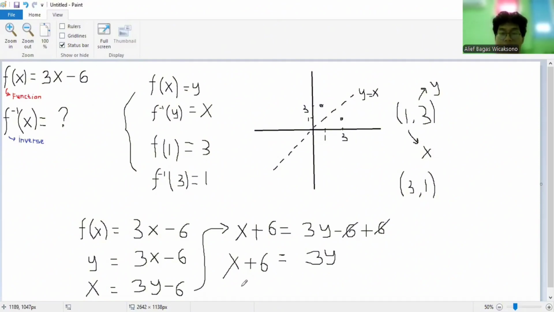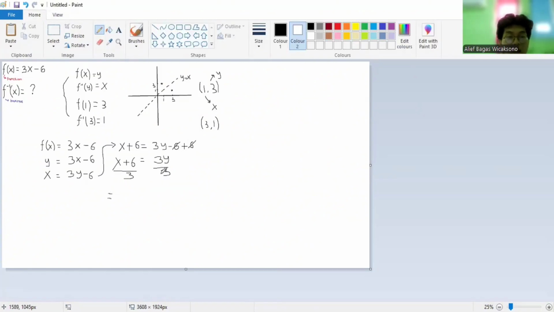So now on both sides we need to divide by 3 to make y alone. So we divide the left side by 3 and the right side by 3. And then we have (x plus 6) divided by 3 equals y. And this is the inverse of the function. So we can change the new y to the inverse symbol. So f inverse of x equals (x plus 6) divided by 3.